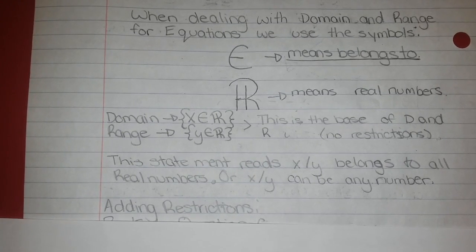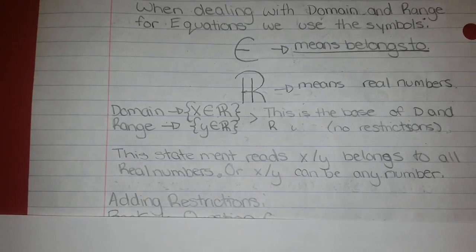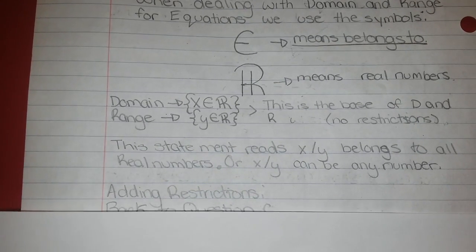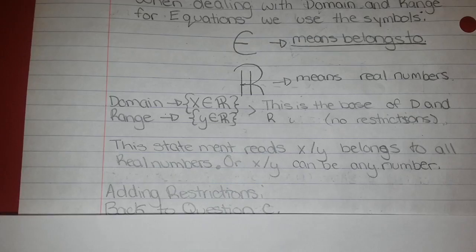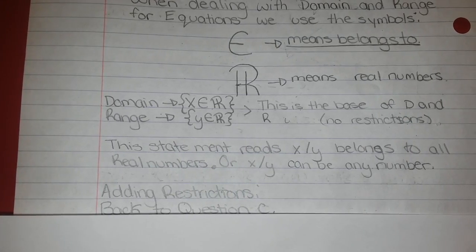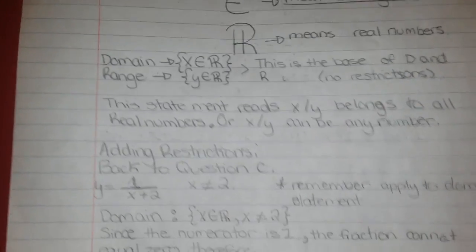This statement reads that x and y belong to all real numbers, or that x and y can be any number, basically. That is what all real numbers mean. X or y could be any number, however, it must be a real number. Now let's go back to adding restrictions.